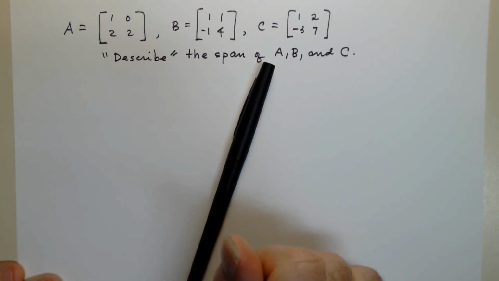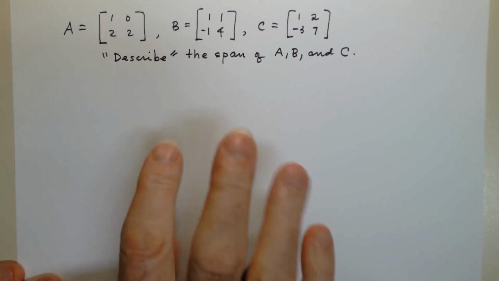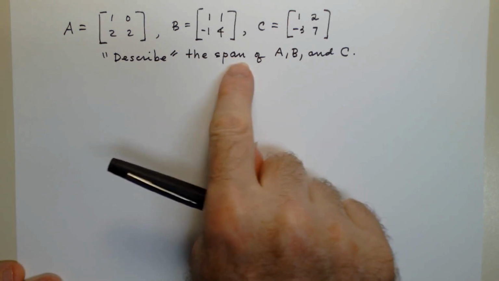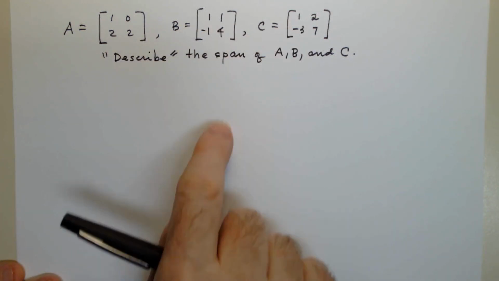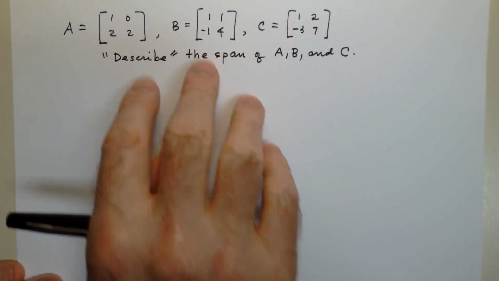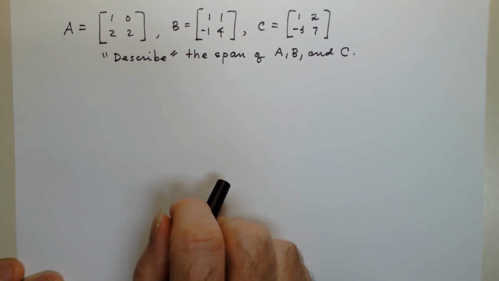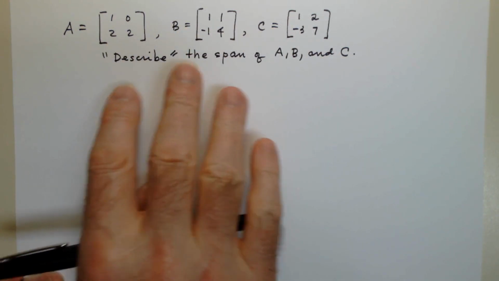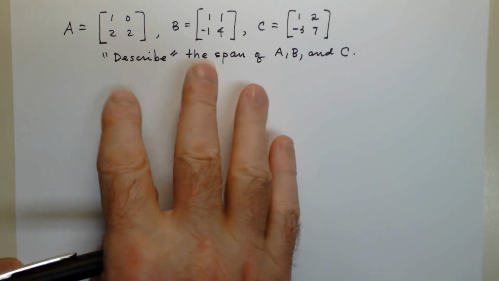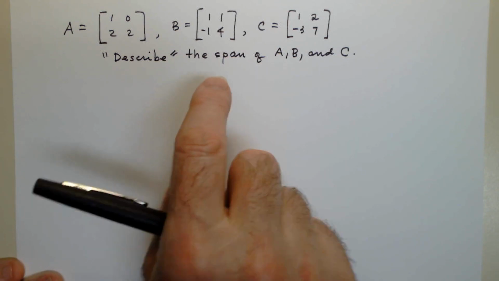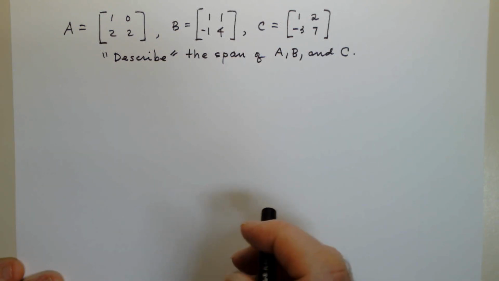All right, welcome to the document camera. The problem before us is somewhat ambiguous. Describe the span of the matrices A, B, and C. Now, these are the same matrices we saw in the previous problem. We know that they form a linearly independent set, and now we would like to know, is there a way to describe all the matrices that we could reach by forming linear combinations of A, B, and C?